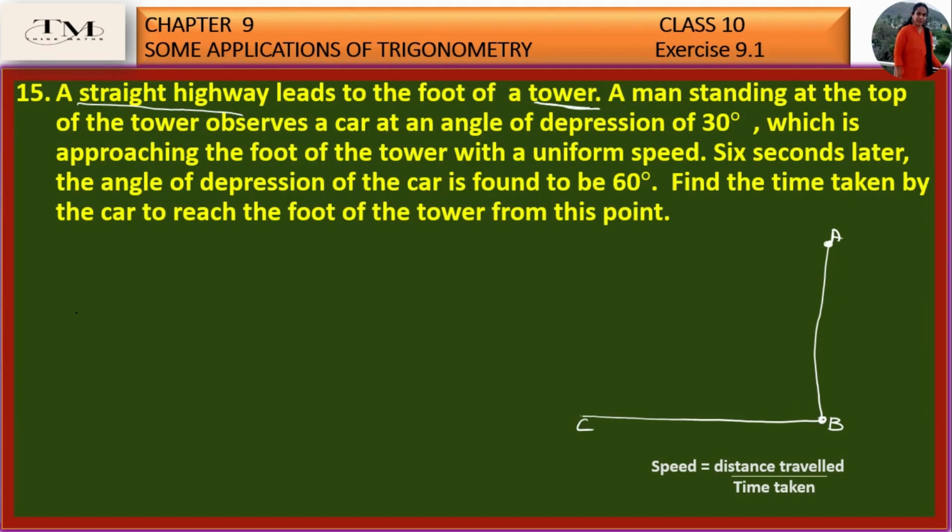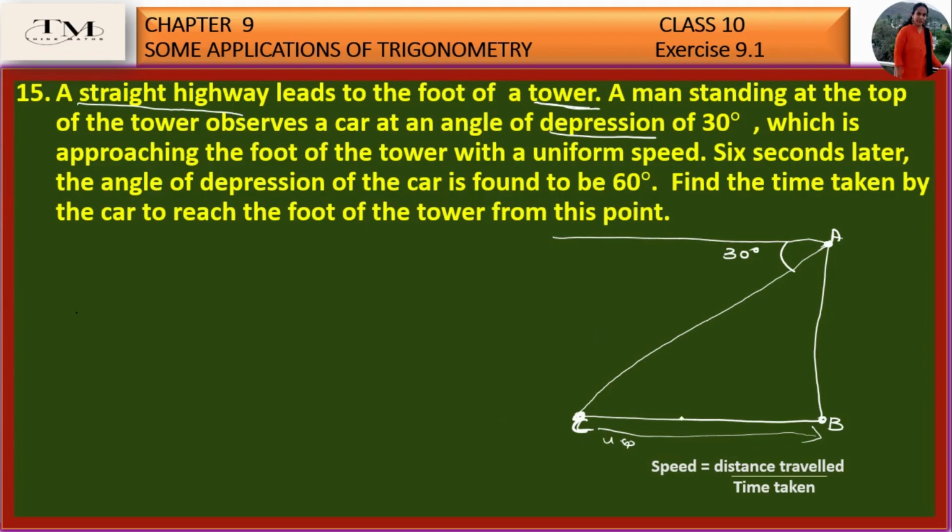A man standing at the top of the tower observes a car at an angle of depression of 30 degrees. So from the top, a man observes a car. There is a car here with an angle of depression, so the horizontal line will be above it. The angle of depression is 30 degrees, and the car is approaching the foot of the tower with uniform speed. 6 seconds later, the angle of depression of the car is found to be 60 degrees.